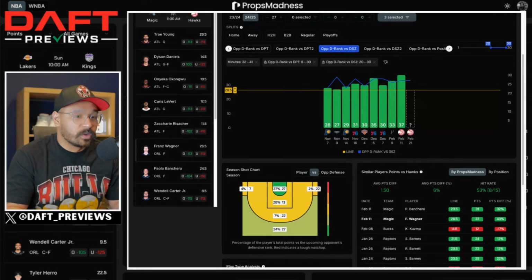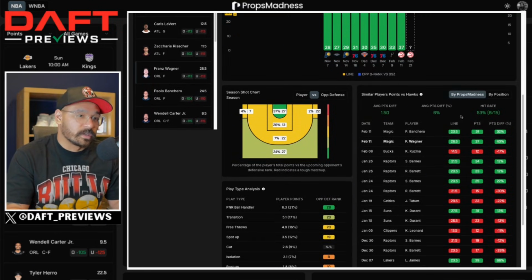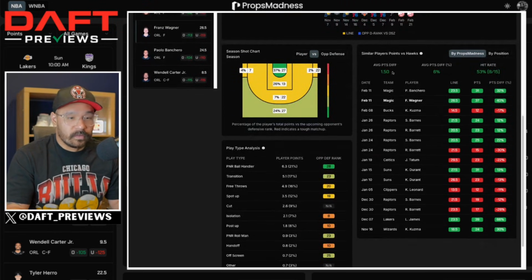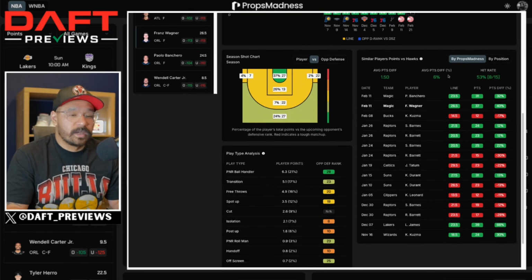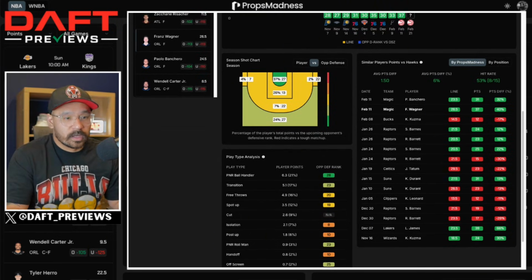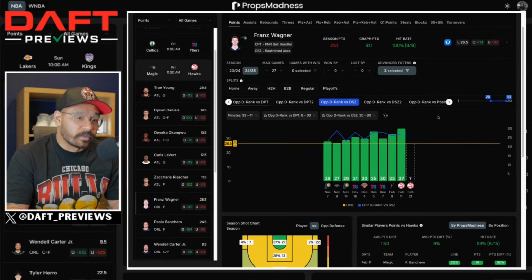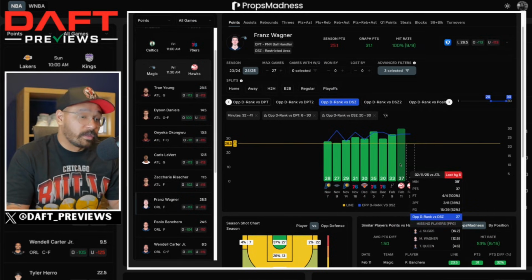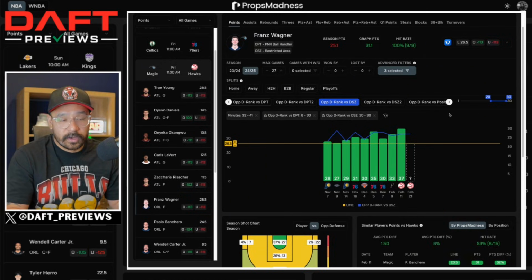But on top of that, we can do more things. We also have this, similar types of players versus the Hawks. And we can see here 8 out of 15 similar types of players, in terms of their scoring profiles and what they do, to Franz Wagner have gone over their points prop. That's a positive indication for us. In this, we can also see that Franz played the Atlanta Hawks a week ago, and in that game, he played 38 minutes, well within the range that we expect. He scored 37 points, 15 out of 29, so some really high volume.